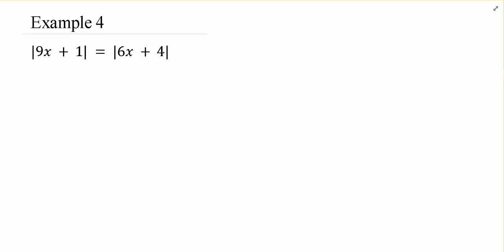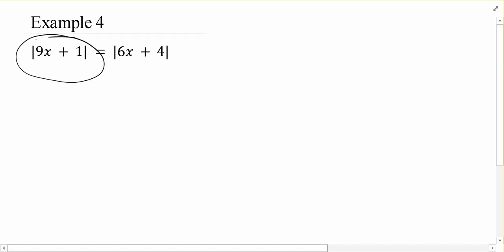All right, let's take a look at example 4. We have absolute values involved, and so once again, we've got to ask those two questions. Do I have an absolute value by itself on one side? Well, sure. That's an absolute value by itself on one side. Is the other side a non-negative number?